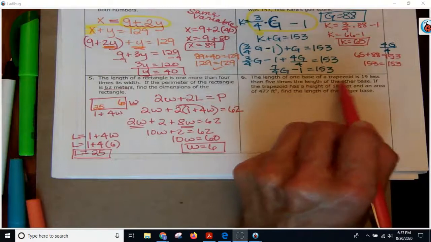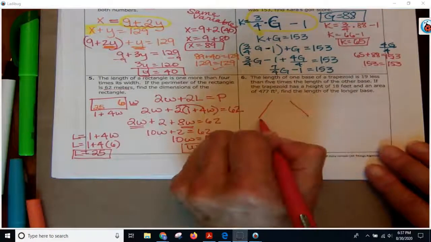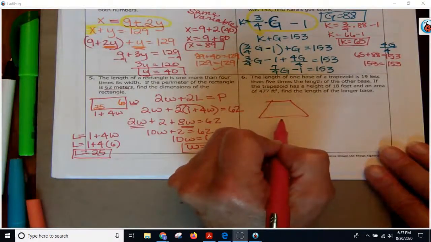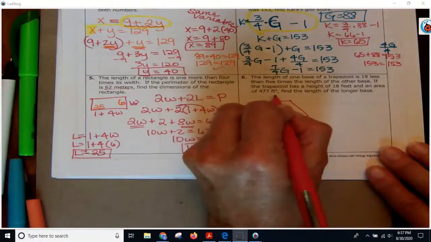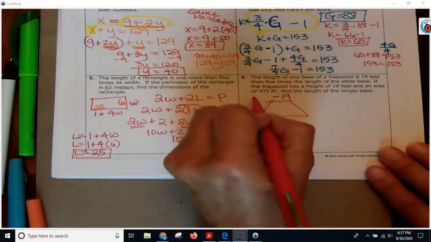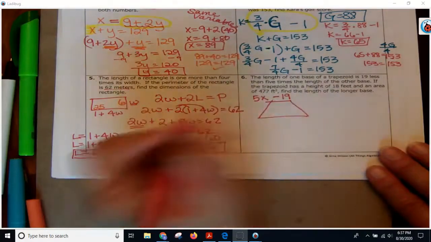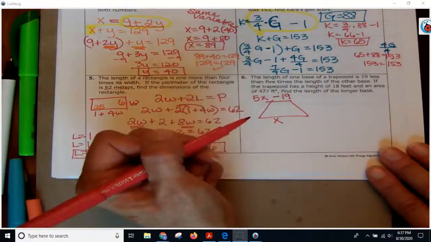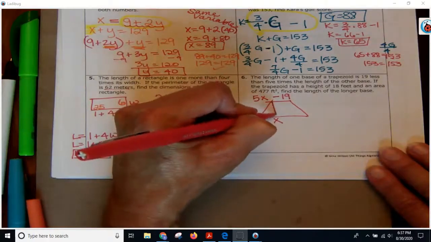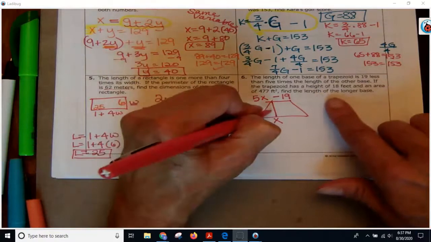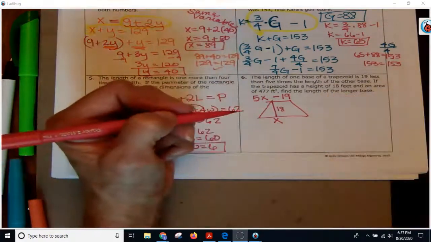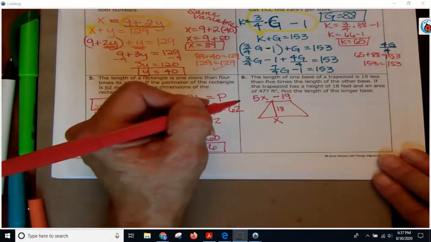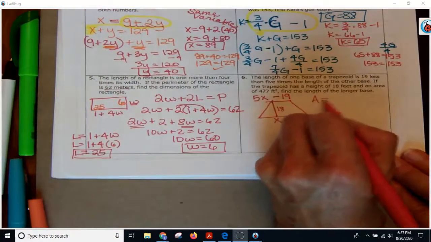The length of a base of a trapezoid. Okay, so if you don't know what a trapezoid is, it looks like this. The length of one base of a trapezoid is 19 less, so minus 19, than 5 times x. So if this one's x, this one's going to be 5x minus 19. And it's telling you that the trapezoid has a height of 18 feet, and an area of 477, find the length. Okay, so in order to know this, you need to know the formula for the area of a trapezoid.